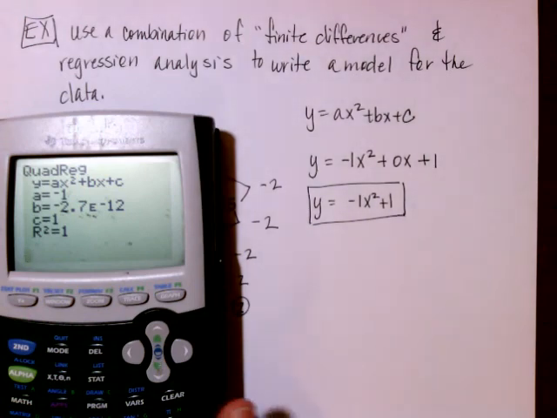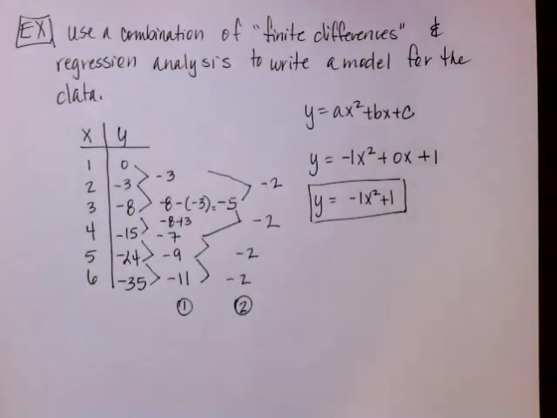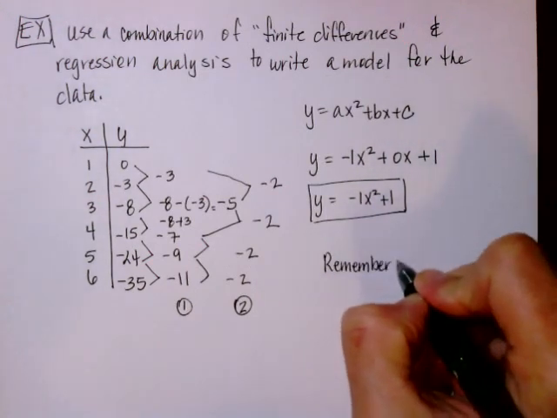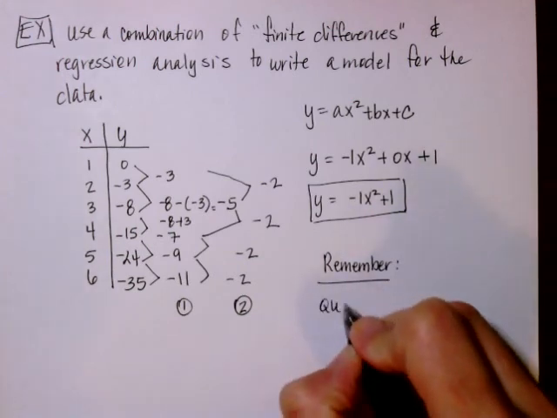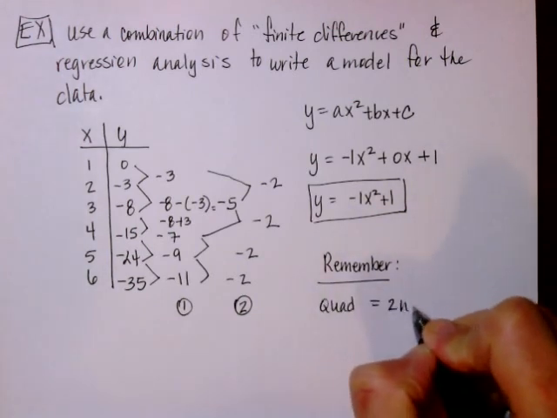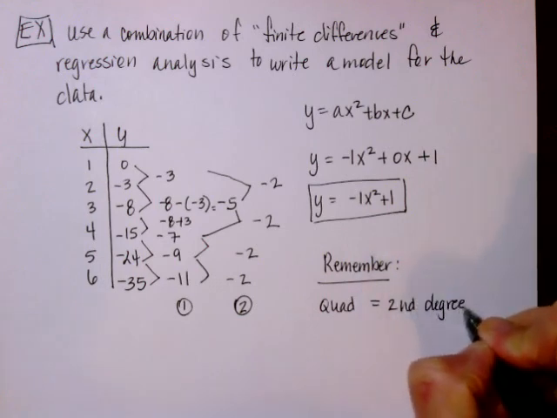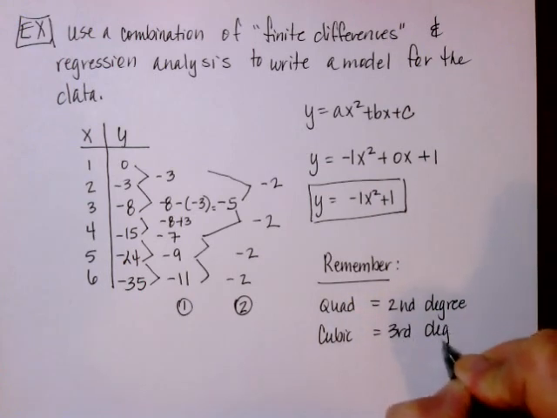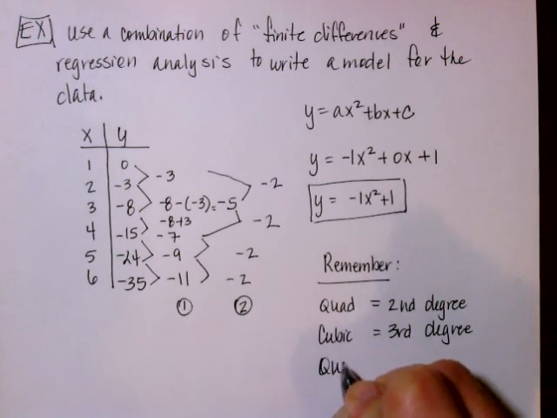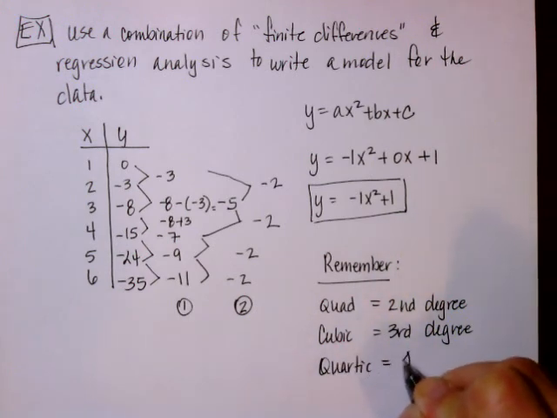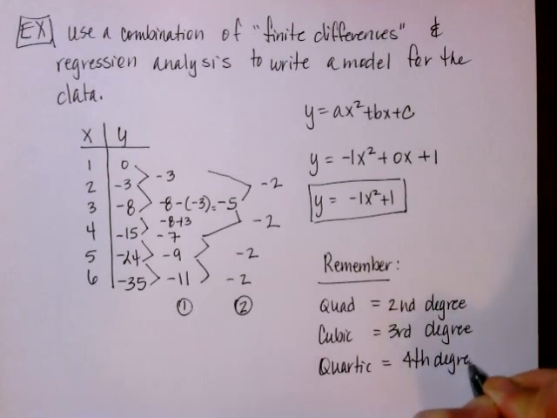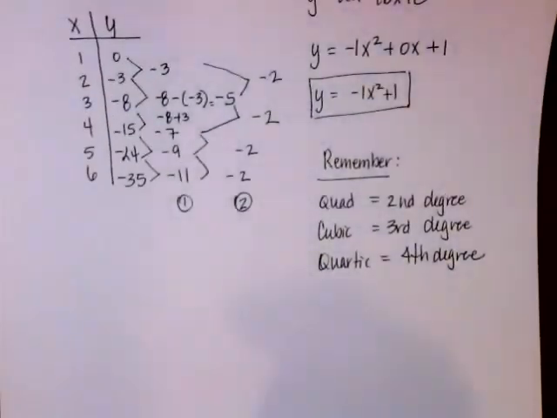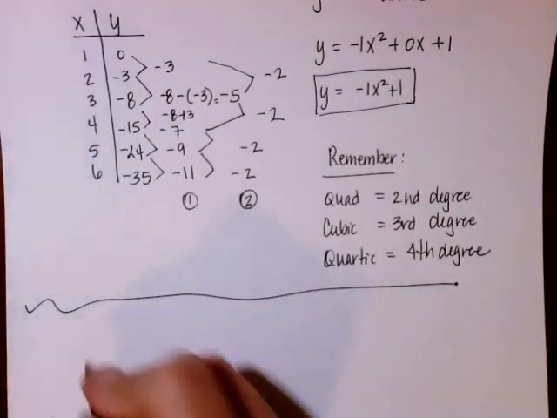So that's pretty cool. Alright, so let's go back and just remember what some of our regression names are. If I do a quadratic regression, that's a second degree. If I do a cubic regression, that's a third degree. And if I do a quartic regression, that is a fourth degree. So just a couple of words to make sure that you remember. All right, so now let me give you your problems because your lecture is kind of done. That was nice. It was very short.